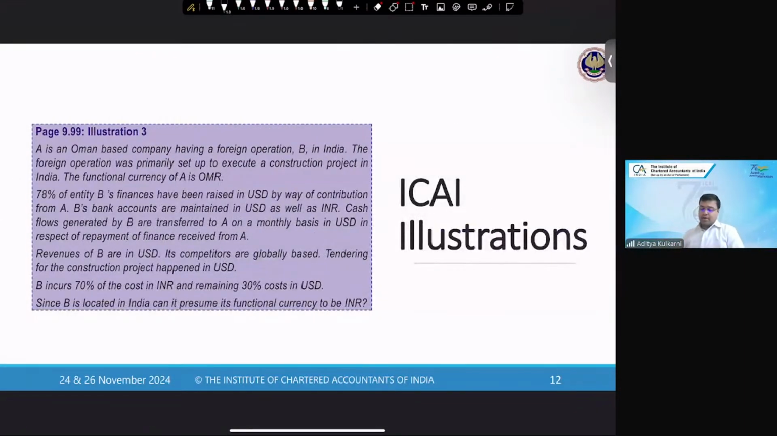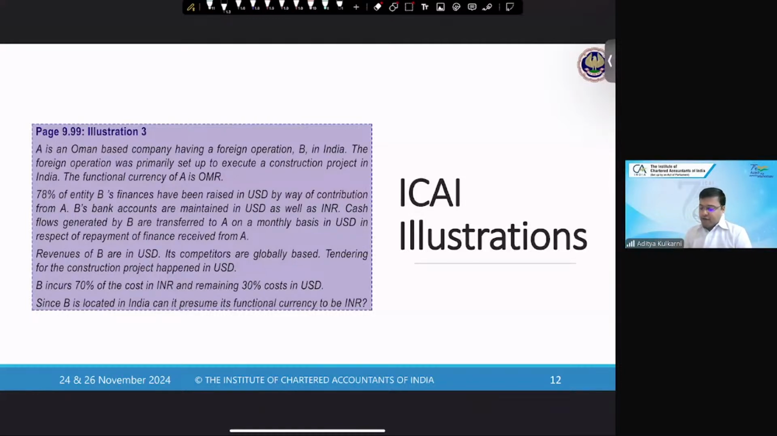Coming to the next one. A is an Oman-based company having a foreign operation B in India. The foreign operation was primarily set up to execute a construction project in India. The functional currency of A is OMR. What is the OMR full form? I don't know. The only OMR I know is the OMR sheet you get for MCQs. Okay. The functional currency of A is OMR, Omani Riyal or something like that.